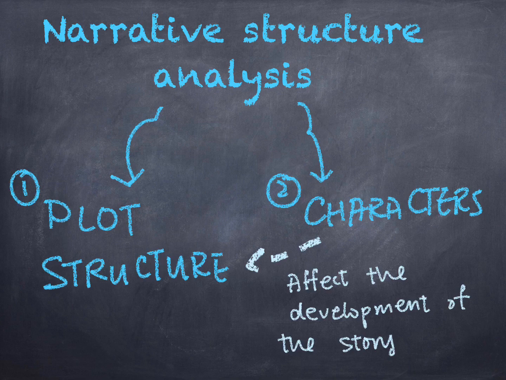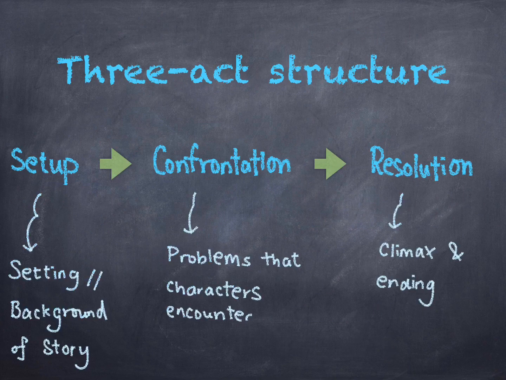So when we talk about narrative structure analysis, we'll look into the plot structure, we'll also look into the design of the characters. Let's start with the plot structure first. And when we think about the basic way of studying the structure of a movie, we can use this 3-act structure to analyze the plot of the movie. And in a 3-act structure, there are 3 parts, of course, to study the movie. They are the setup, the confrontation, and also the resolution.